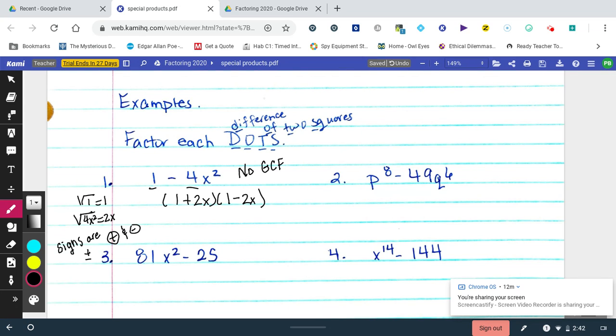All right, you're going to take a look at 2. Is there a common factor? No. No GCF on 2. So I'm going to take the square root of p to the 8th. Basically, you just cut the 8 in half. Half of 8 is 4. So the square root of p to the 8 is p to the 4th. All right, then you have the square root of 49y to the 6th power, which gives you 7y to the 3rd.